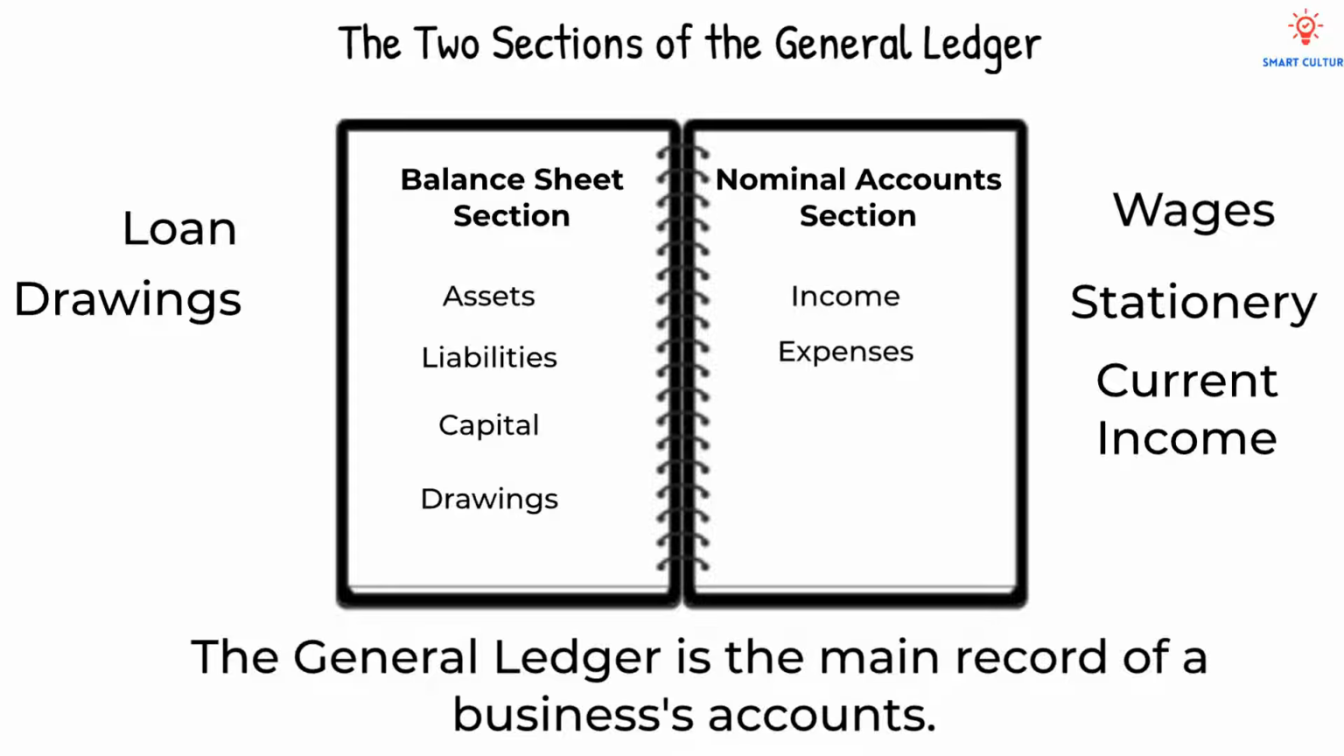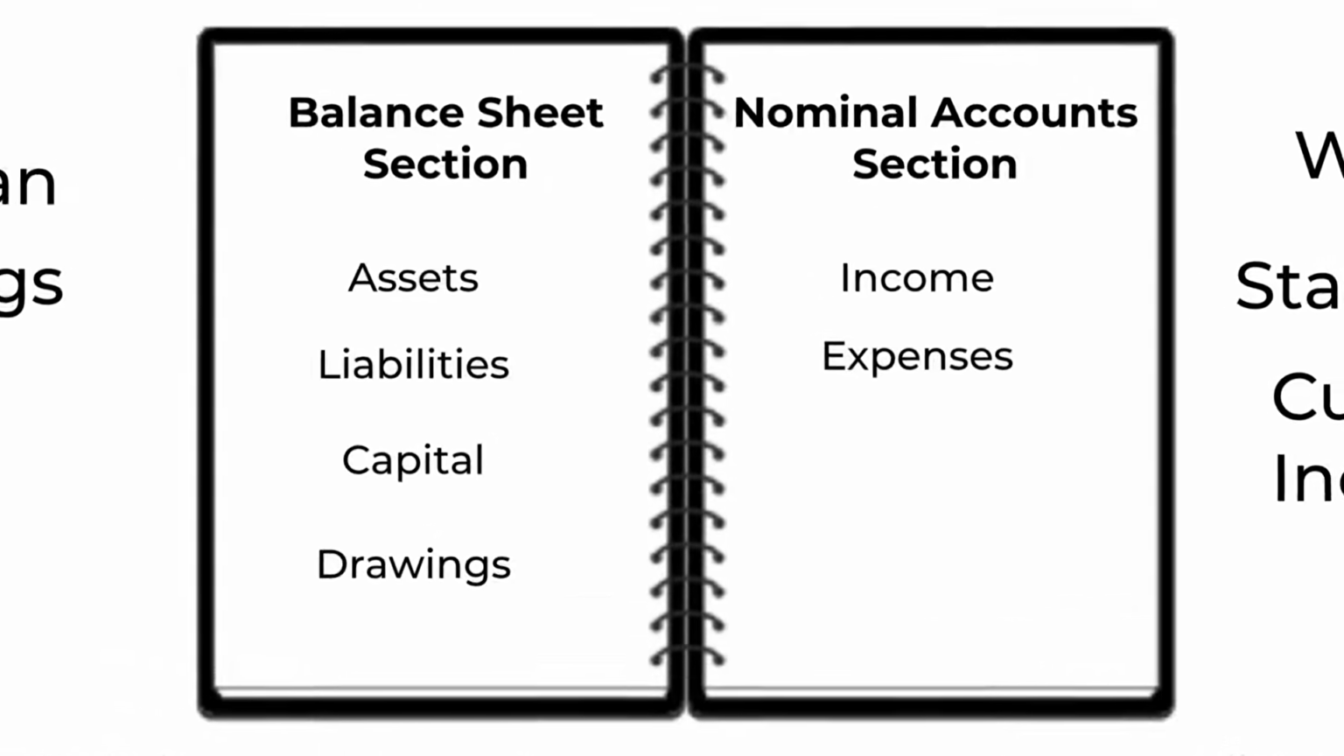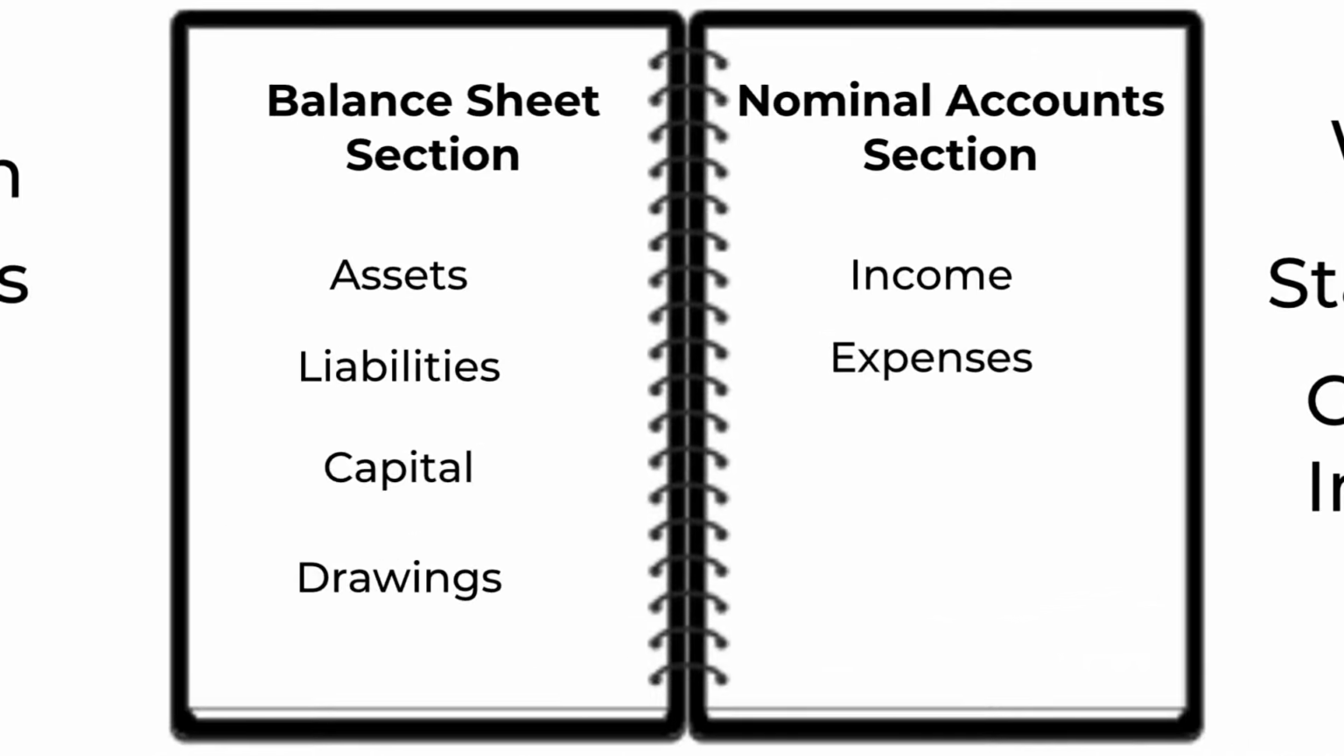So, to recap, the balance sheet section includes assets, liabilities, capital, and drawings. The nominal account section includes income and expenses. By understanding these two sections, you can easily classify accounts and keep the ledger organized. And that's the first step towards accurate accounting.